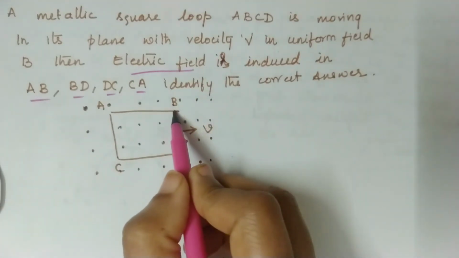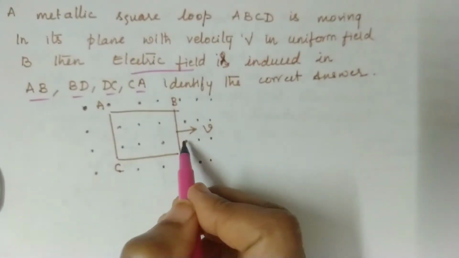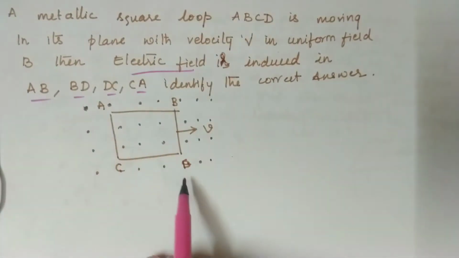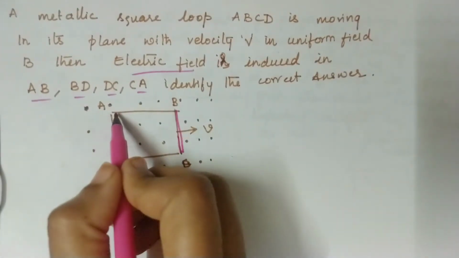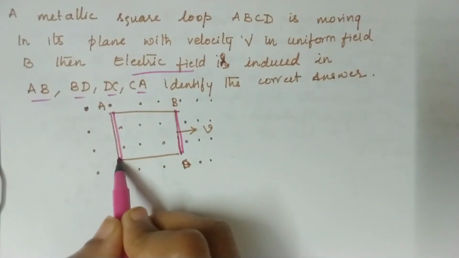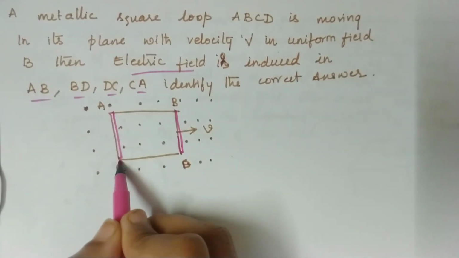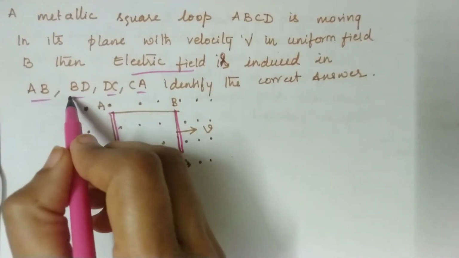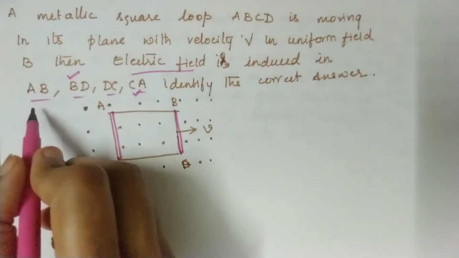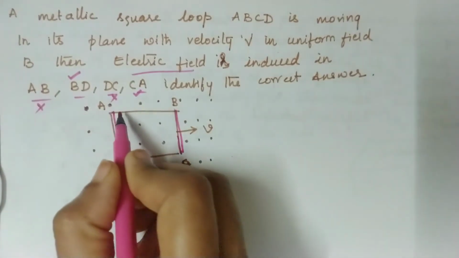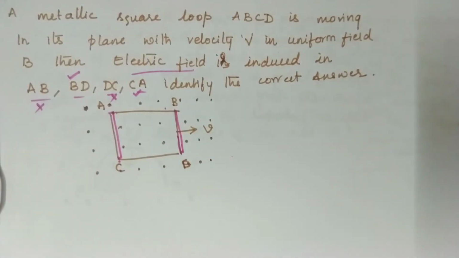We know electric field is induced only in the rods which are perpendicular to velocity and magnetic field. So identify in which two rods EMF is induced: in the rod BD as well as in the rod AC. What should your answer be? It is induced in BD, it is induced in AC, but not in AB and DC. These 2 points are at the same potential.